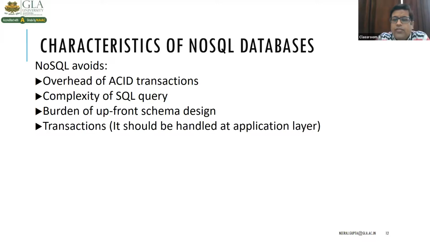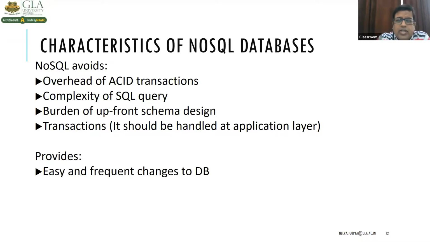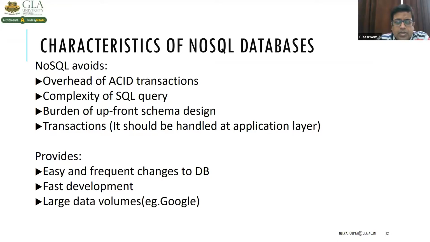So it does not follow any fixed type of schema, and the transactions are followed in the application layer, right? There are various layers in models like OSI or the TCP/IP model, that is Transmission Control Protocol. So transactions are followed in that application layer, right? And it provides easy and frequent changes to the DB, and fast development.